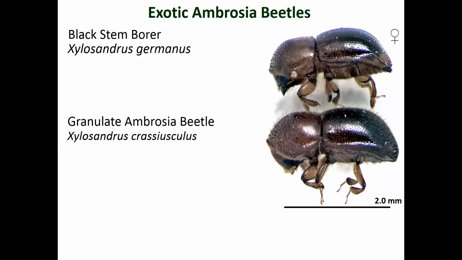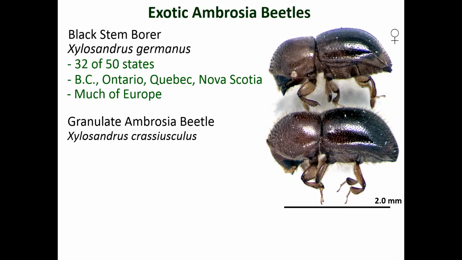And two species in particular are of significance in ornamental nurseries and tree fruit orchards, but also in forested settings. And that is the black stem borer, Xylosandrus germanus, and the granulate ambrosia beetle, Xylosandrus crassiusculus. Now, the black stem borer is currently established in 32 of 50 states, including several provinces in Canada, and also throughout much of Europe.